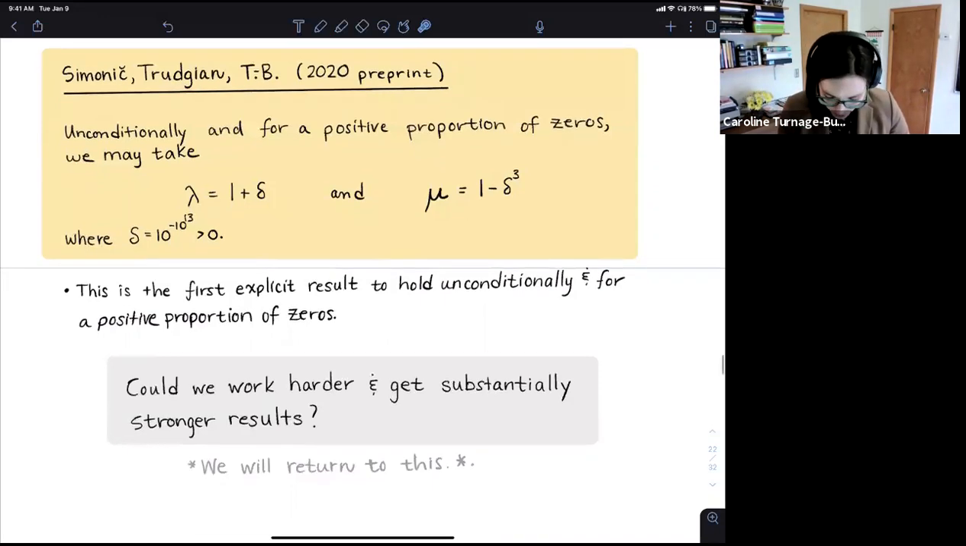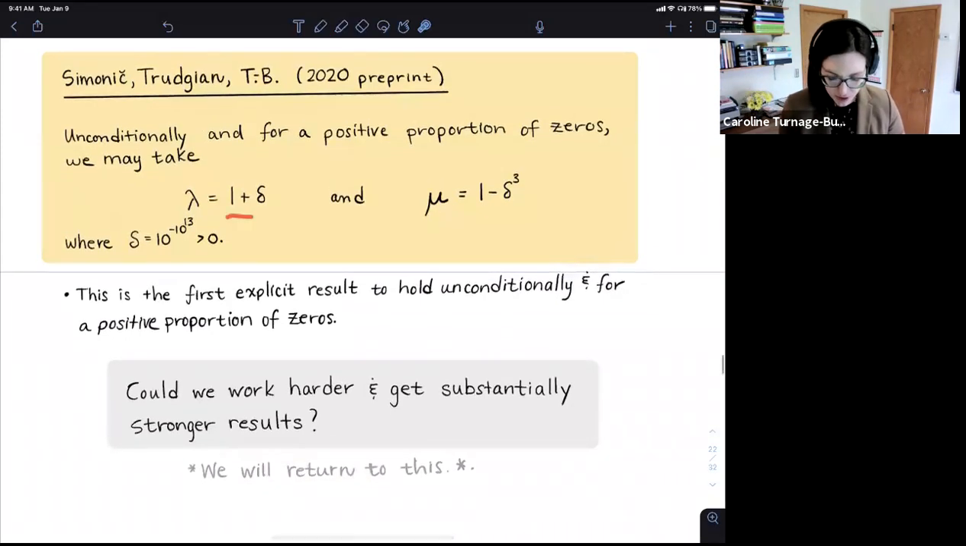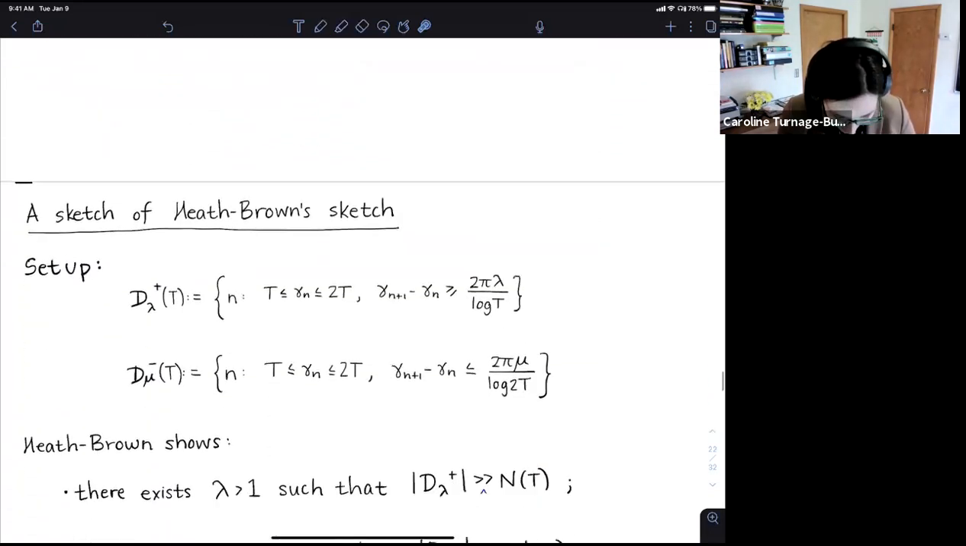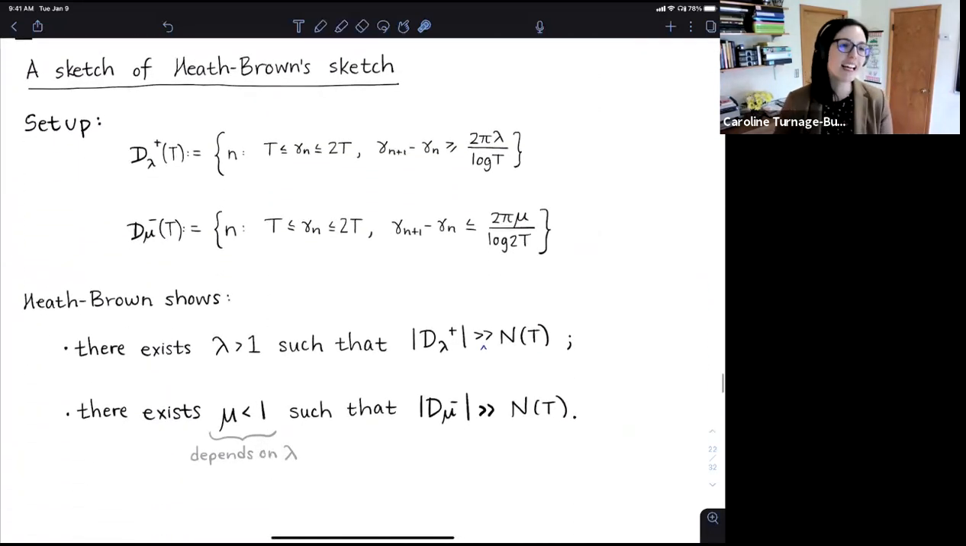But what I want to do is first give you a peek into what we had to do to achieve this result. And it also shows what our next project, what we're working on right now, is: expanding this to R gaps. So Heath Brown says, let me sketch the argument. So what I'm going to do is sketch Heath Brown's sketch.